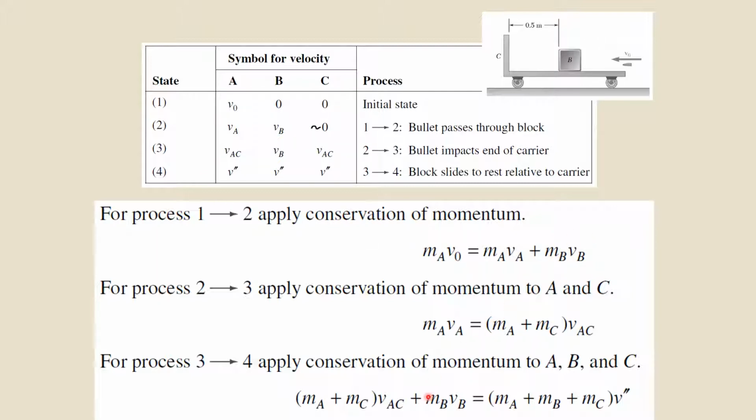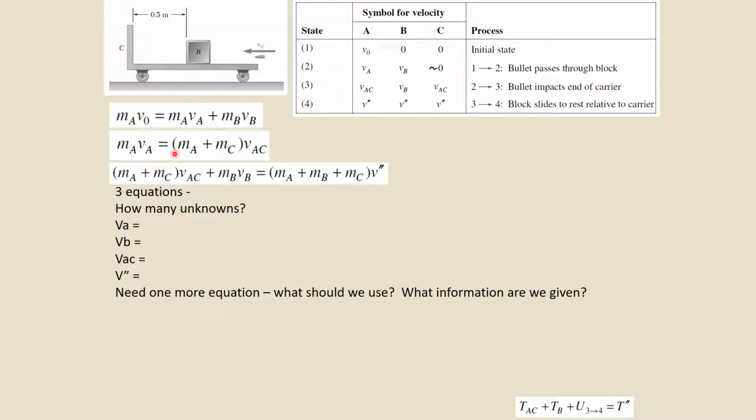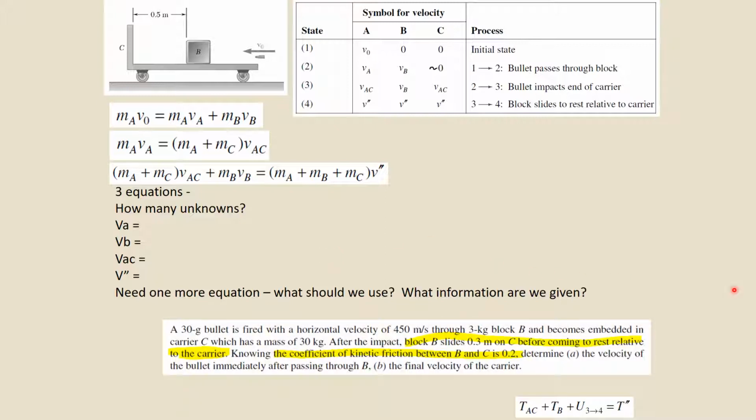Okay, so here's the block, and the final situation is everything is stuck together going at some final velocity. 3 equations, 4 unknowns. My favorite equation to use is an energy balance, because energy is not a vector. You don't have to worry about what direction it's going in. I don't know, energy balance is my favorite equation to use. So let's throw that in there. Now they give us a coefficient of kinetic friction.